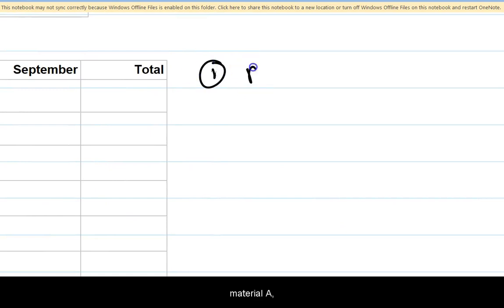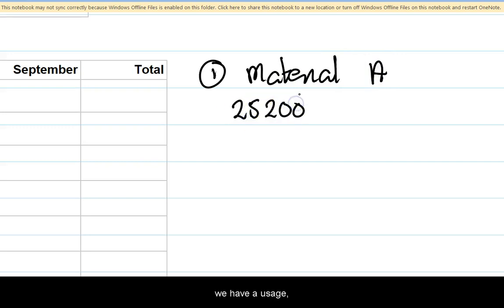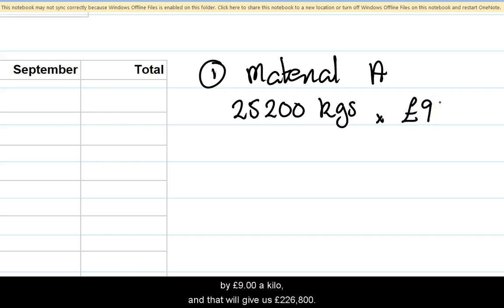So for material A, we have a usage of 25,200 kilos, which is what we're going to use to make our production. And we're going to multiply that by £9 a kilo, and that will give us £226,800.